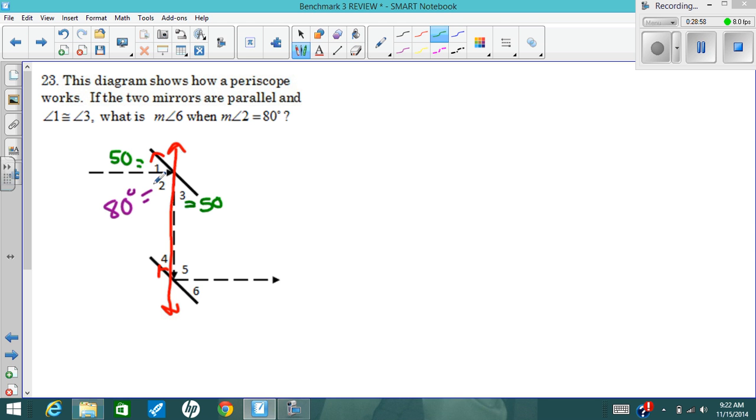And I know that 1 plus 2 should equal 5 plus 6, because together they make alternate interior angles. So 5 plus 6 should add up to 130. I know that 3 is congruent to 4. So what I'm going to end up with here is the same three angles. Angle 5 is 80, and angle 6 is 50.